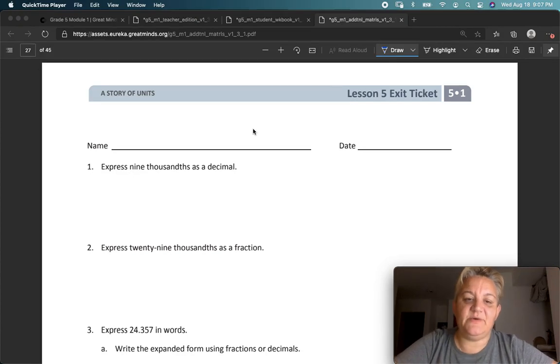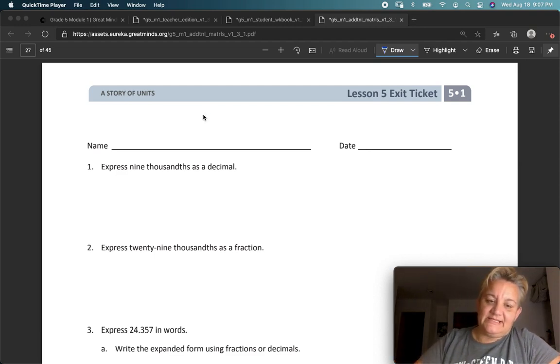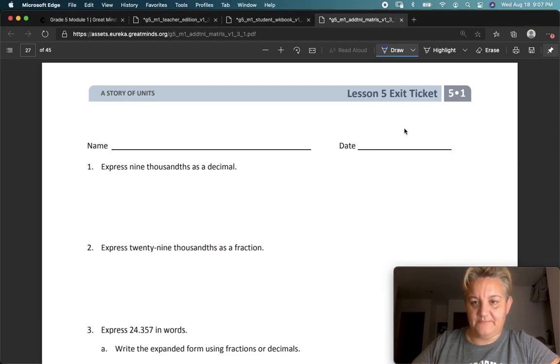If you are watching this video, it means you probably had a little trouble with the Lesson 5 exit ticket. So this is Eureka Math Module 1, Lesson 5 exit ticket. And what we've been learning in Lesson 5 is all the different ways you can write numbers, okay?